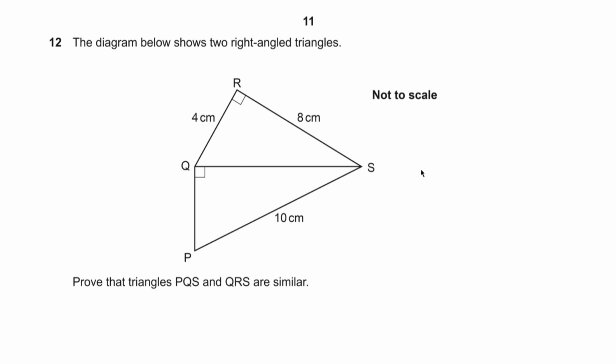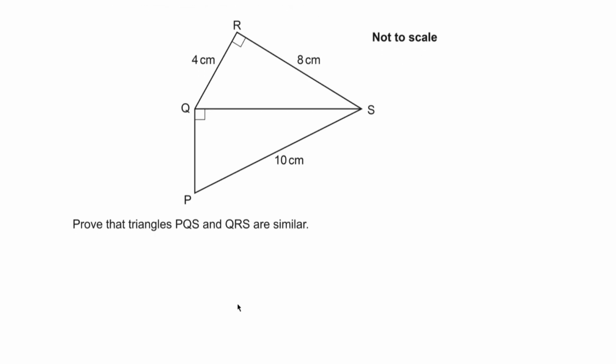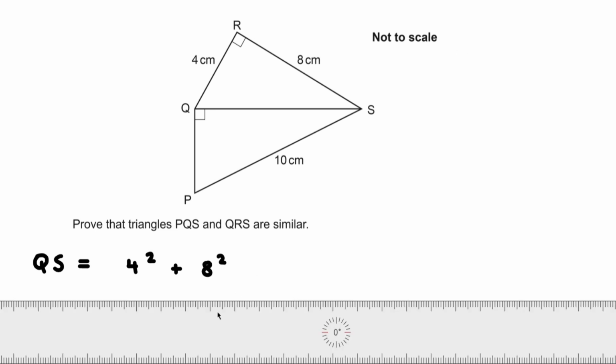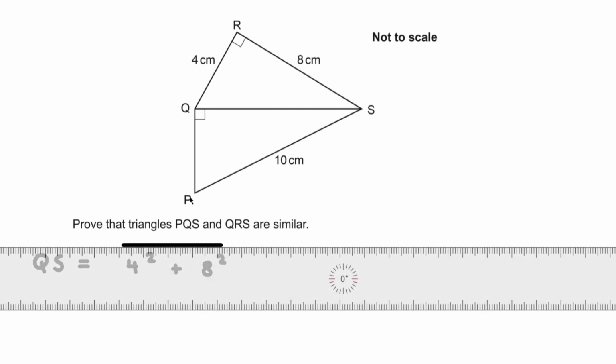Question number 12. The diagram below shows two right-angled triangles. That's what we see here. We have to prove that triangles PQS and QRS are similar. So, what we can do to begin with is work out what QS is, and we can do that using Pythagoras. So, QS equals 4 squared plus 8 squared, square rooted.